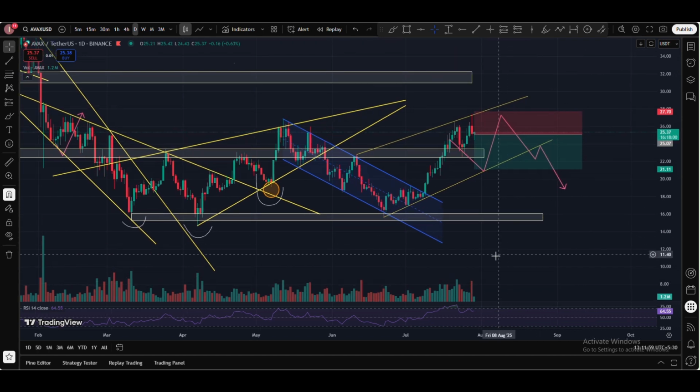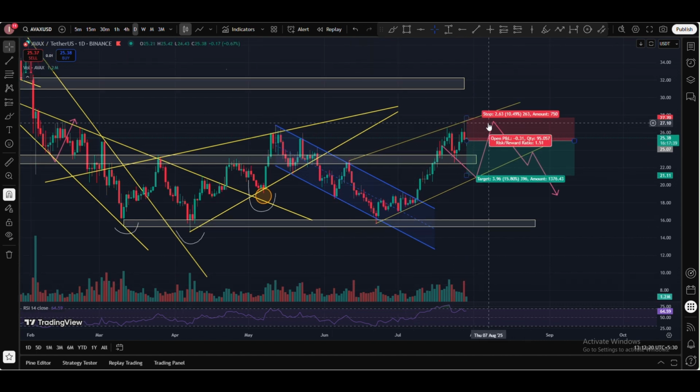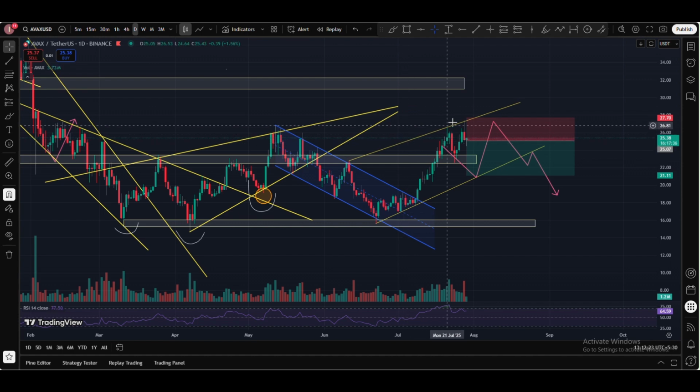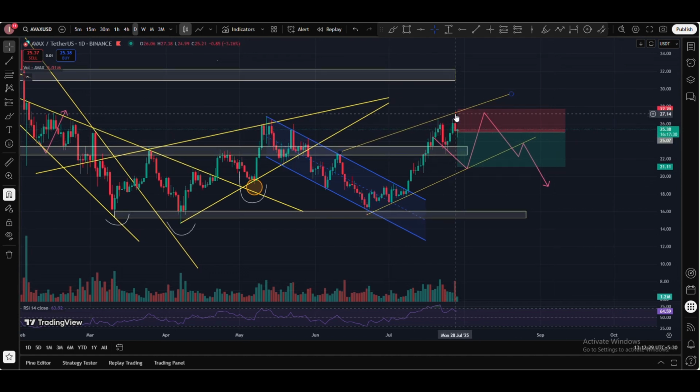Actually, you can see not only the RSI bearish divergence, there is also a volume bearish divergence. Market is going uptrend and volume is decreasing. Not only that, there is a rising wedge pattern, and the market was hitting the upper level of the rising wedge pattern.